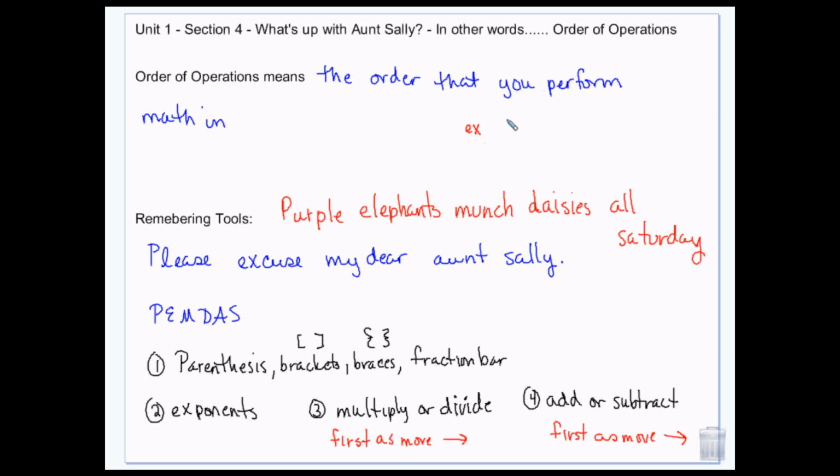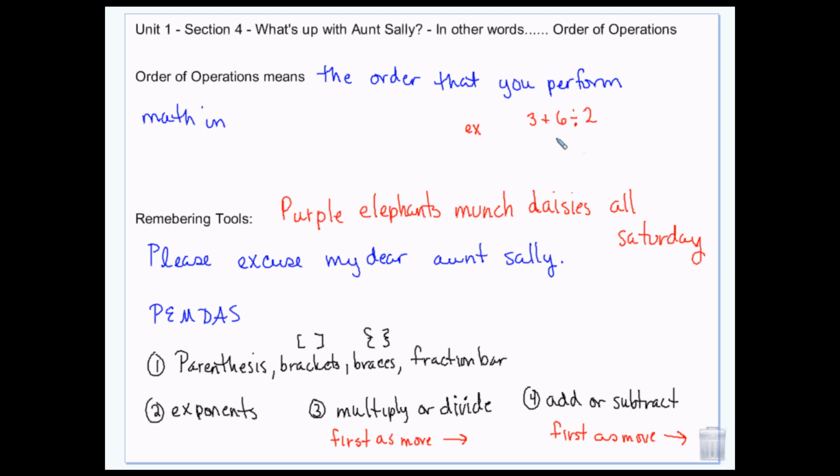For example, wait, not that one. That won't work. Never mind. Hold on. Let me write a problem that would actually work. If I do the addition first, I'll get 9 divided by 2. That's 4.5, right? Or I can do 3 plus 6 divided by 2. Well, 6 divided by 2 is 3, so 3 plus 3 is 6. Completely different answer. So the order makes a difference.